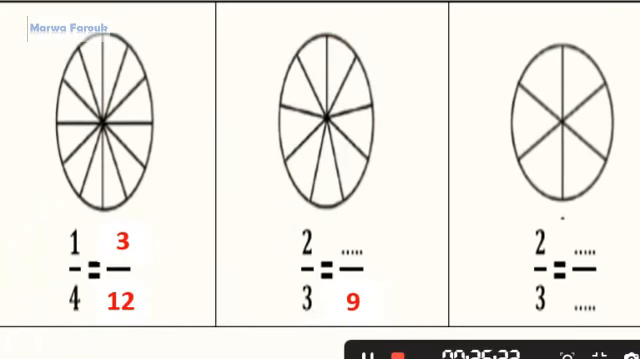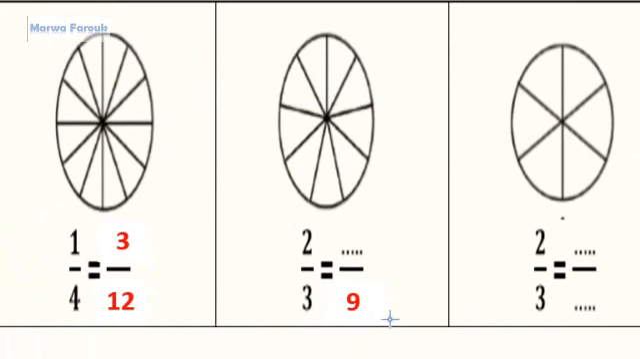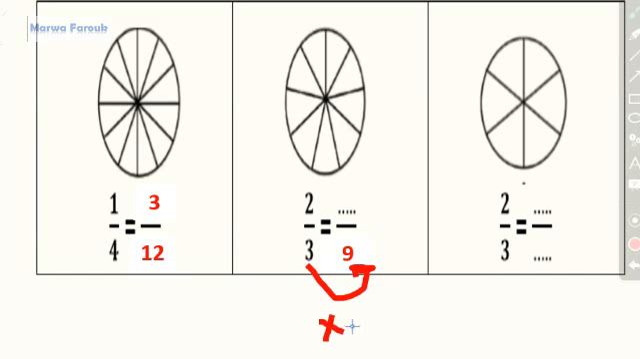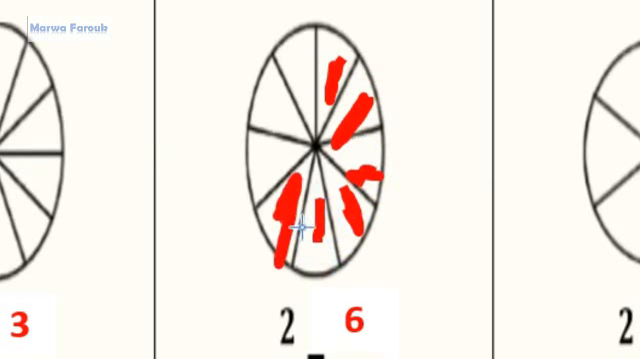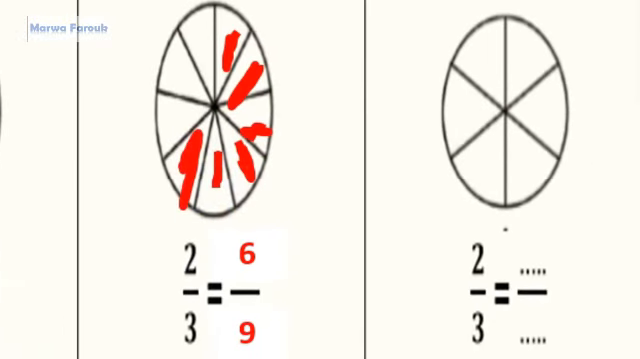Now we will think. 3 times what equal 9? It's 3 times 3. So we are going to multiply also the numerator by 3. And it will be 2 times the 3 equal 6. So we are going to color 6 equal parts. Okay, let's color them together here. 1, 2, 3, 4, 5, 6. So we colored 6 equal parts.